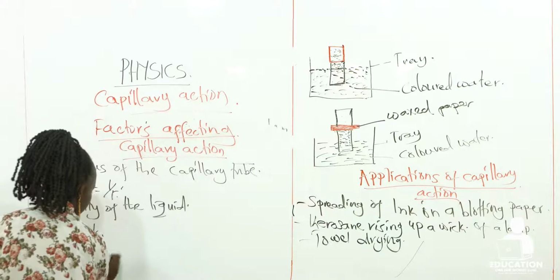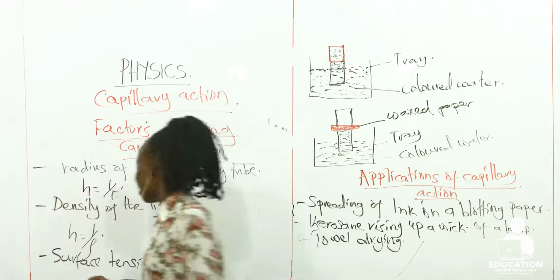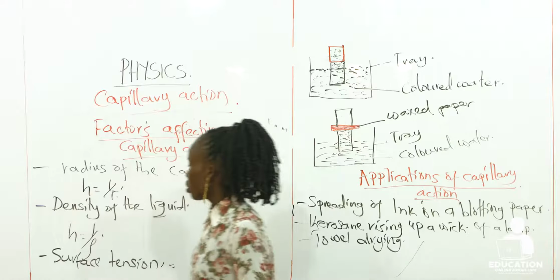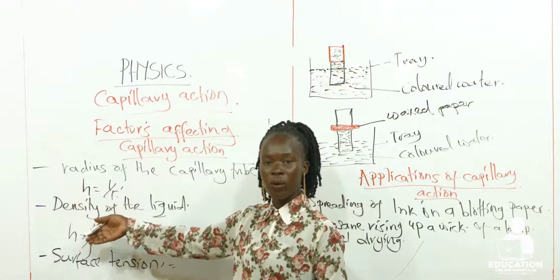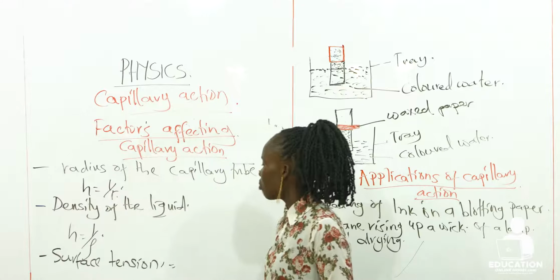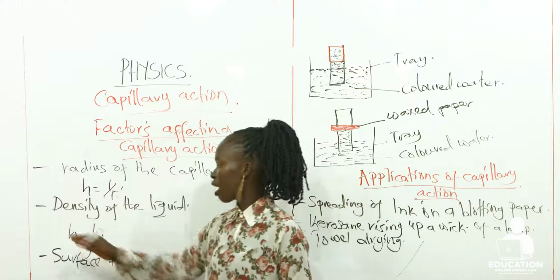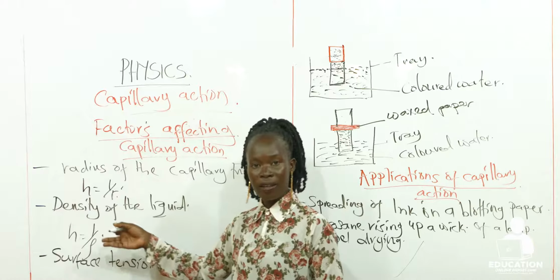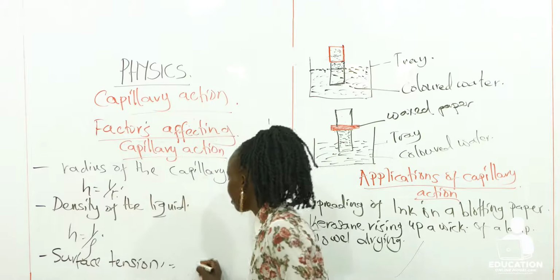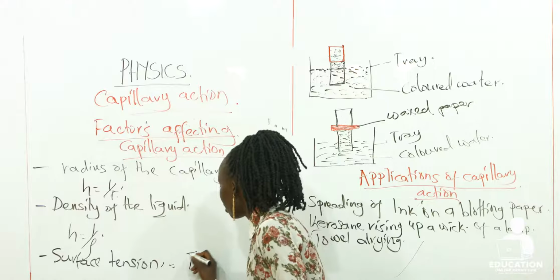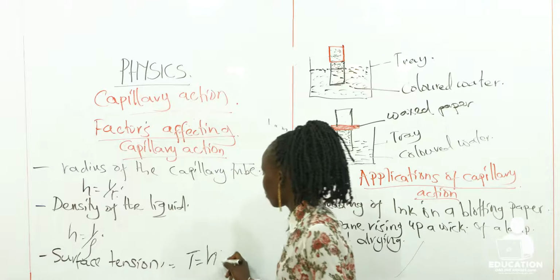We have another factor, which is the surface tension. This surface tension here is directly proportional to the rise of the liquid in the capillary tube. So when the surface tension is high, there will be an increase in the rise or the fall. If the surface tension is less, it also affects this, for it is directly proportional.